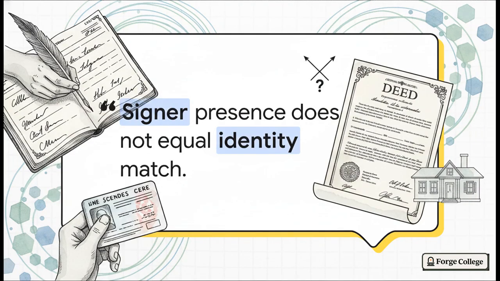Look, if you only take away one single thing from this entire explainer today, let it be this. Burn this security rule of thumb into your brain. Signer presence does not equal identity match. Just because someone signed the guest book doesn't mean they actually own the house, right? You always have to check their ID against the deed.